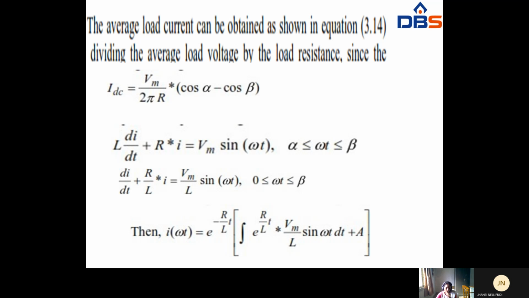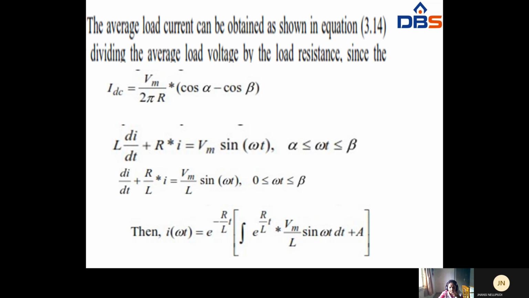So from the circuit diagram of the half-wave rectifier with RL load, L into di by dt plus i into R equals Vm sin omega t, for alpha less than or equal to omega t less than or equal to beta. Okay, so di by dt plus R by L into i equals Vm by L sin omega t, here by dividing with L.